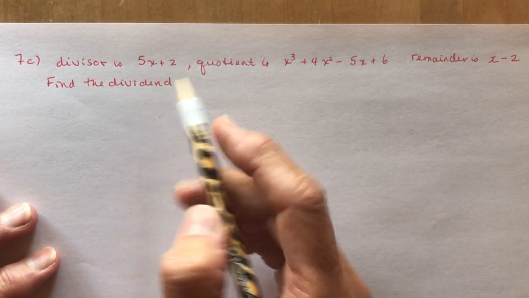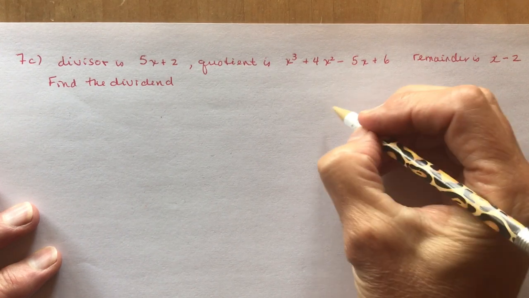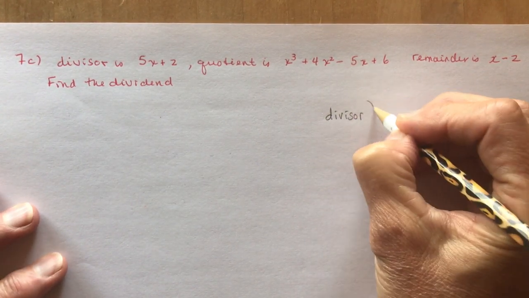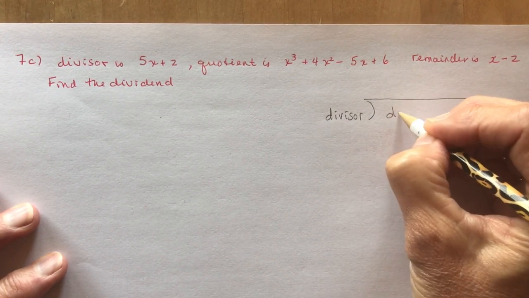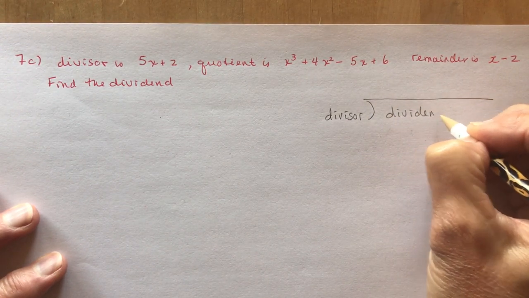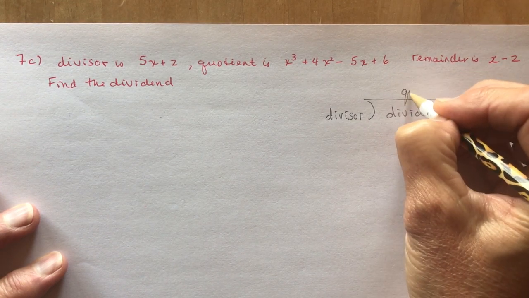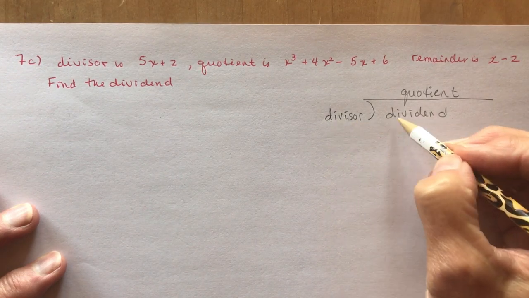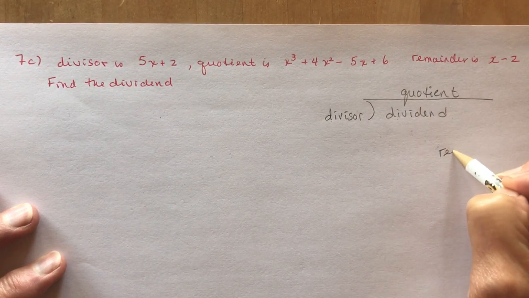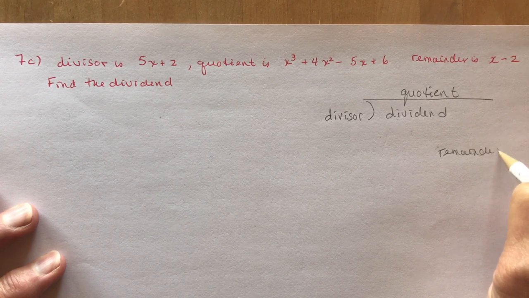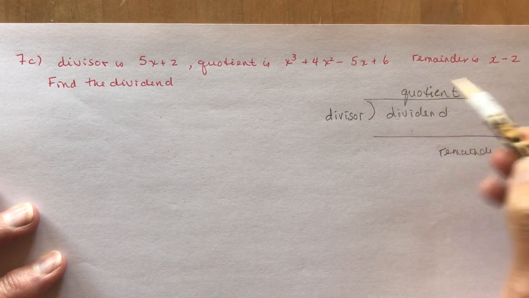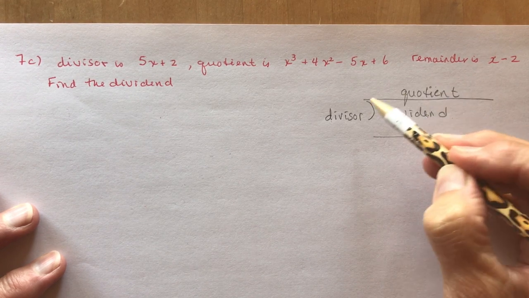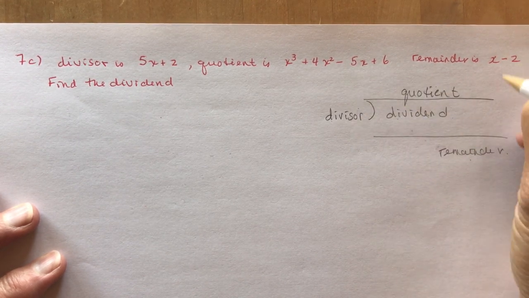Find the dividend. Okay, so let's write out what these things were anyway. So we had a divisor, which divided into the dividend, right? Dividend. And we got the quotient. So you have to know where these things are. So we've got a D, a Q, and a remainder down here. So if I want to know what this is equal to, the dividend is equal to this times this plus this, right? You can do that really quickly.